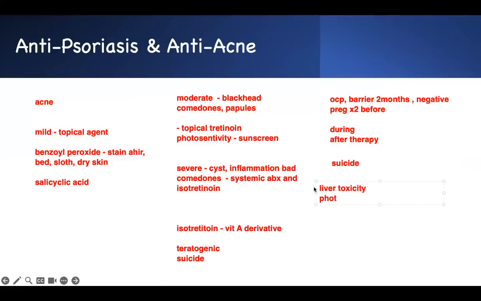It's also photosensitivity, so you let them wear sunscreen. And then the issue where it also causes cheilitis, that means inflammation around your lips. Okay, cheilitis. It comes in capsules, so don't crush it.